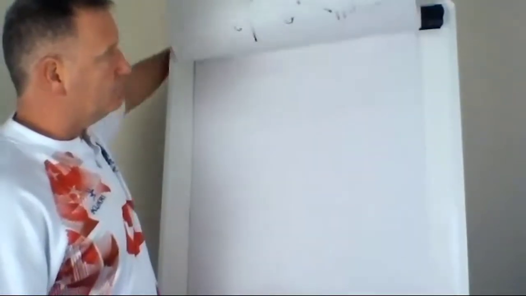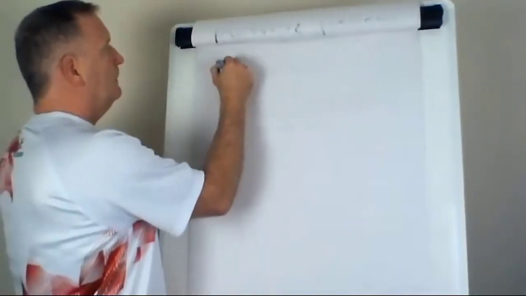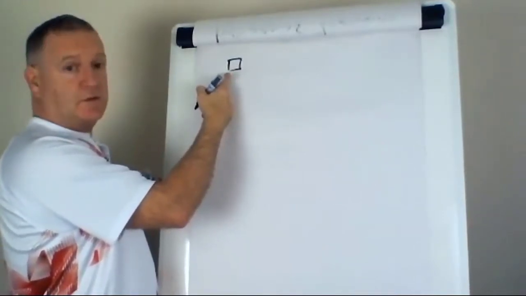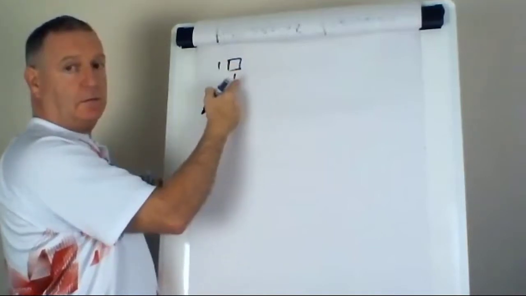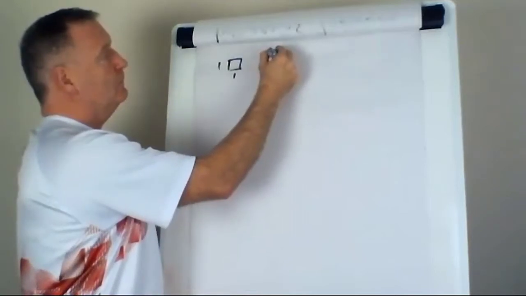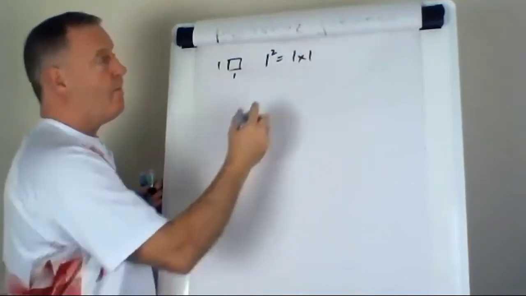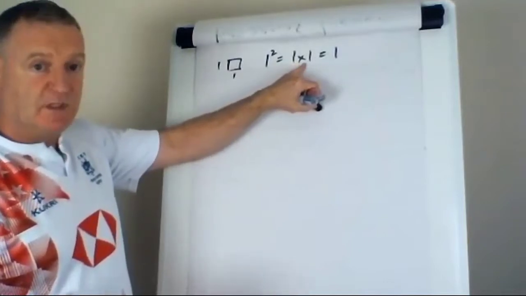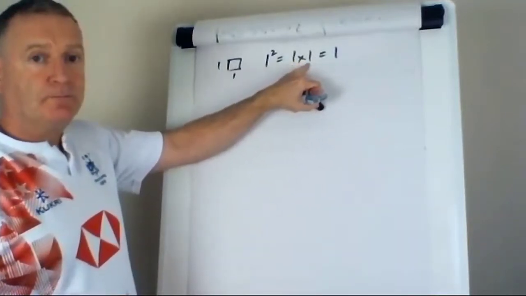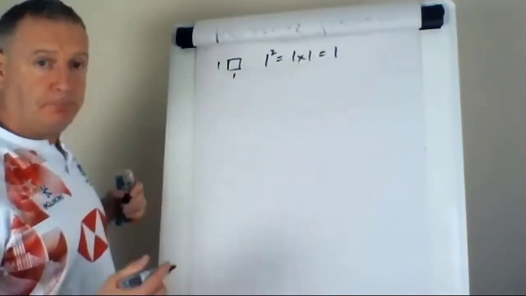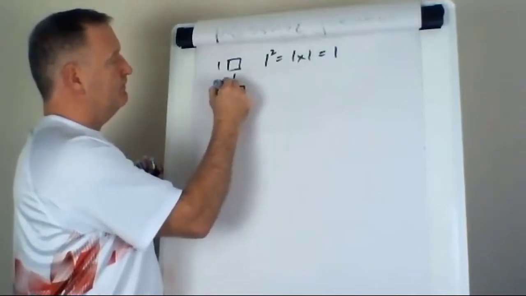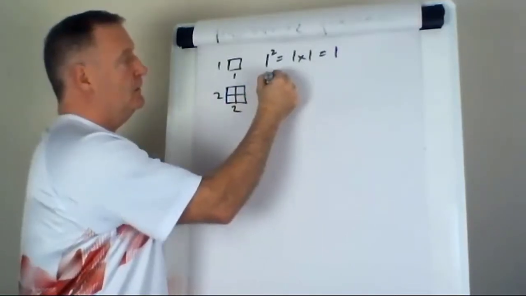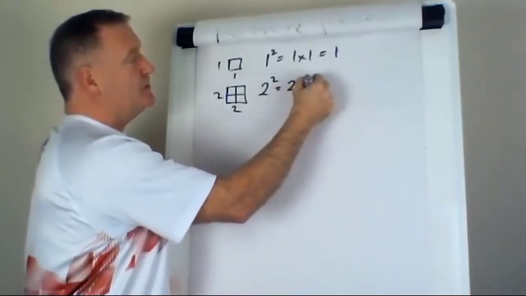Next thing you need to know? It's a square. One by one. One squared. 1 times 1, that's what it means, times it, so 1 times 1 is 1, okay? No. 2 by 2, 2 squared, 2 times 2, it's 4.